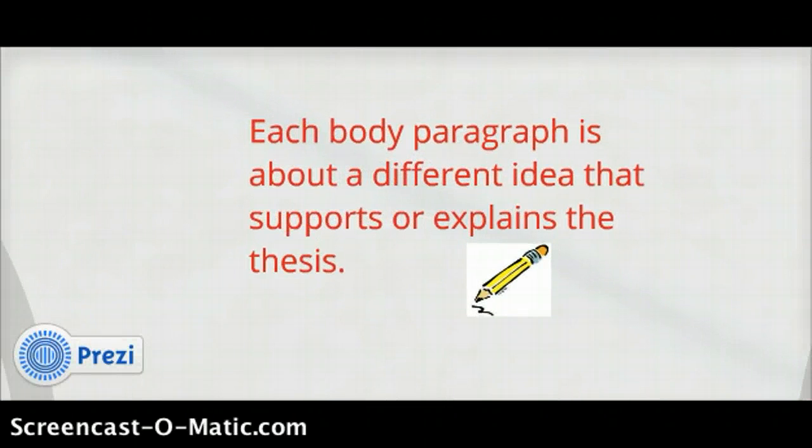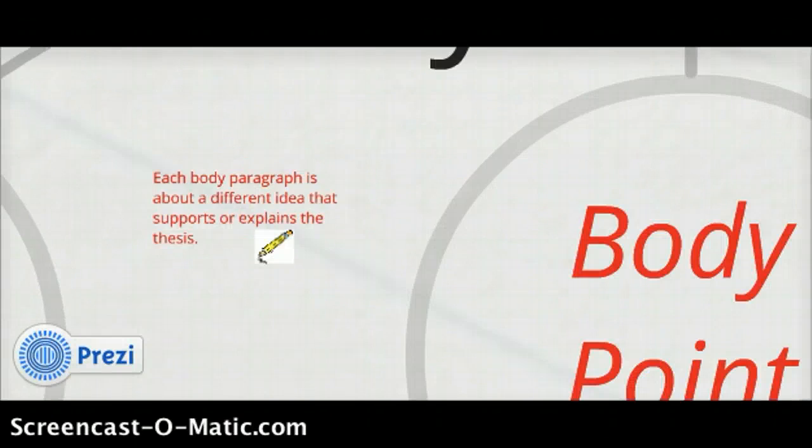So our definition that I want you to write down here, there's the pencil, is that each body paragraph should be about a different idea that supports or explains the thesis. If it does not connect to that thesis, it should not be in the essay.